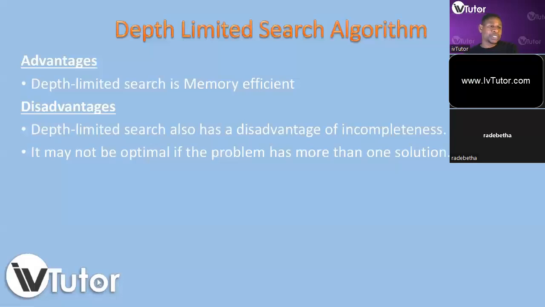So it's memory efficient. It combines the benefits of depth first and breadth first. You've got a linear memory allocation, and then it is incomplete when the solution is above the limit. It may not be optimal if the problem has more than one solution. The other solution might be below your limit, while you have to look at the other branches to get to your solution. So that's that.